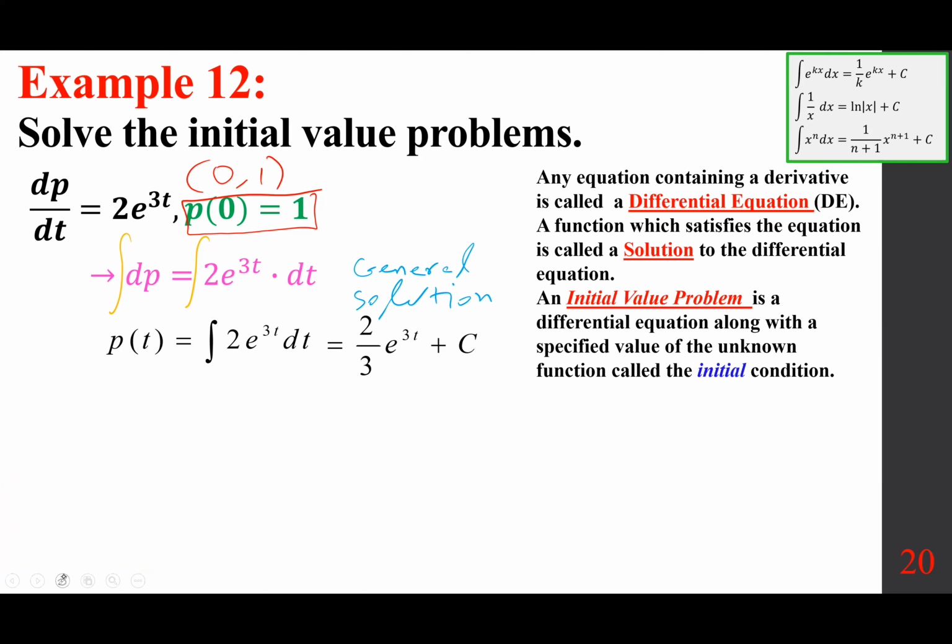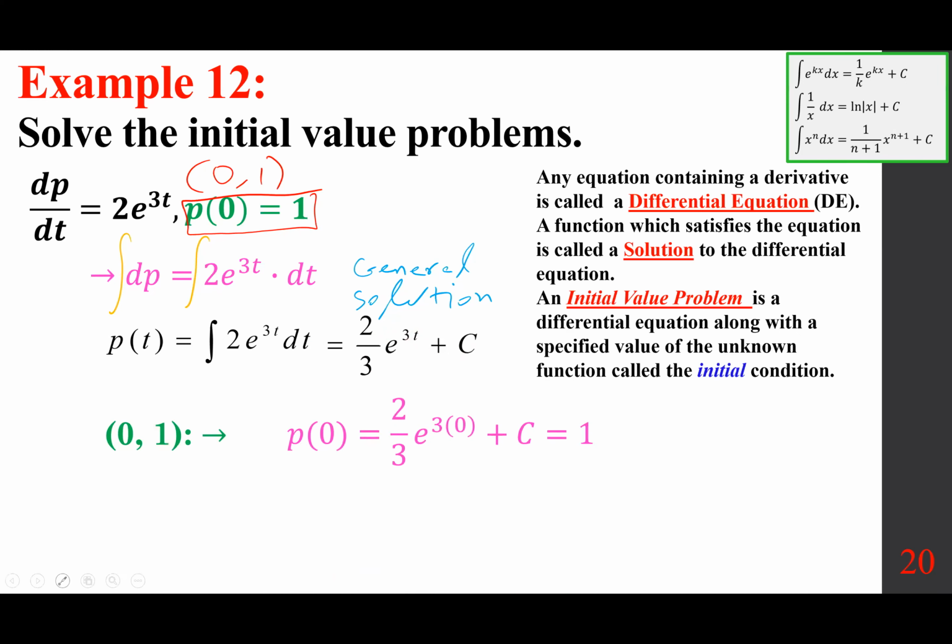Now, if we didn't have this pair, we would be done, just like previous pages. Since we have this pair, now we have an opportunity to find c. So we plug in the pair, meaning we replace the t with 0, and then the p of 0, or the result, with 1.